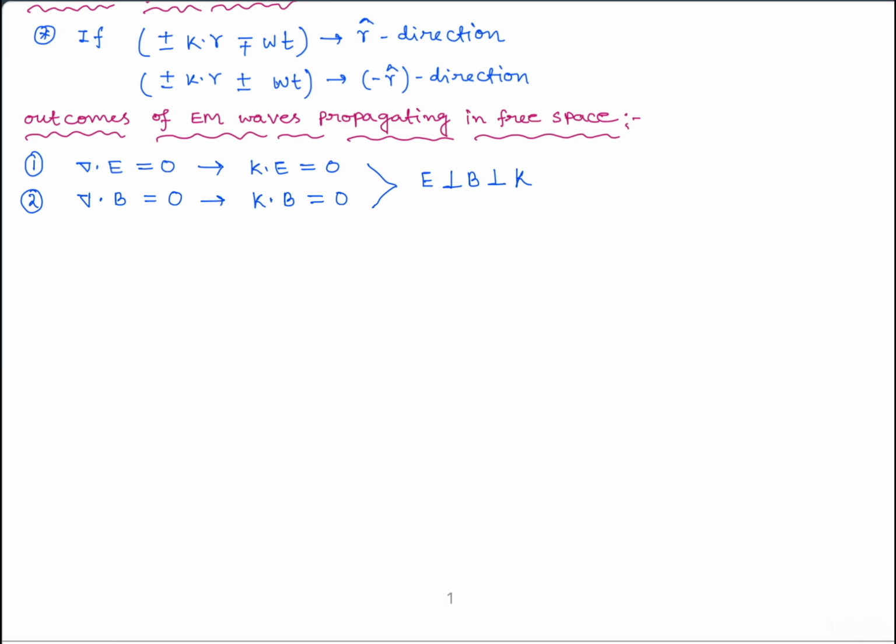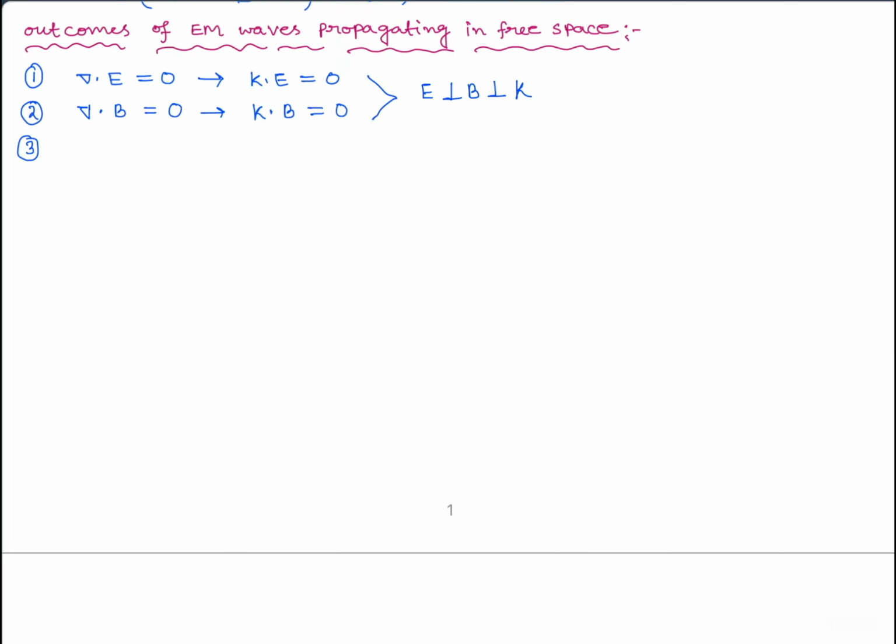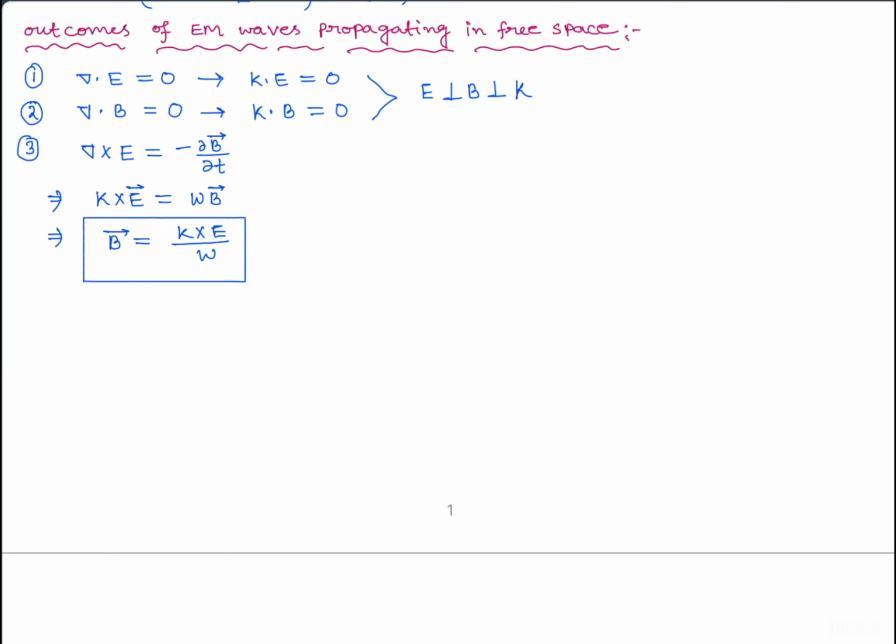So these two outcomes imply that the electric field, magnetic field and propagation wave vector are mutually perpendicular to each other. Now from the third Maxwell equation, grad cross E equal to minus del B del t. From this equation we get k cross E equal to omega B. Putting the solutions for E and B, we finally get B equal to k cross E by omega. This is an important formula for finding B.